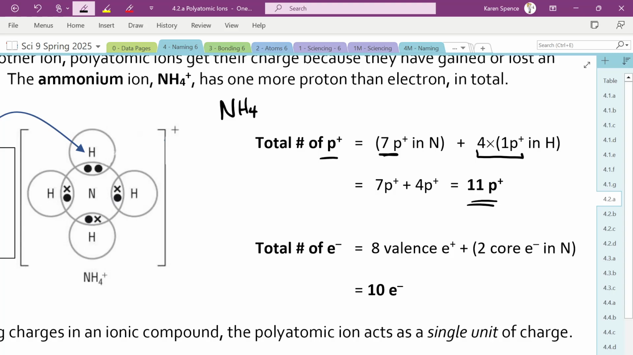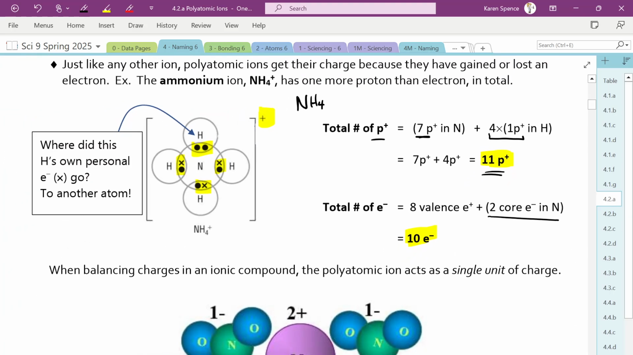But for nitrogen, we have 2 core electrons in nitrogen, and then in the valence shells, we have 2, 4, 6, 8 from nitrogen and hydrogen together. So we only have 10 electrons. So there's actually 1 more proton than there is electron, and that's what gives it the positive charge. If you followed that at all, that's excellent, but it's not something you're required to know, and there won't be any questions on it even in the enriched section. Okay? So don't worry about it if that didn't make sense.